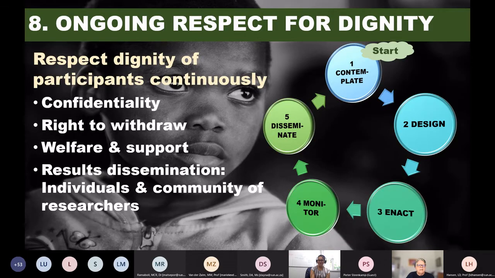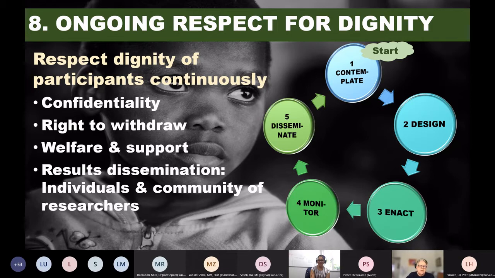The last benchmark is the ongoing respect, which talks about, as we go through the study, in all its different stages, from the contemplation, the design, when we do it, when we monitor, and when we disseminate, that the respect of the dignity of the participant must be visible and clear all the time. Confidentiality, right to withdraw, the welfare and support.